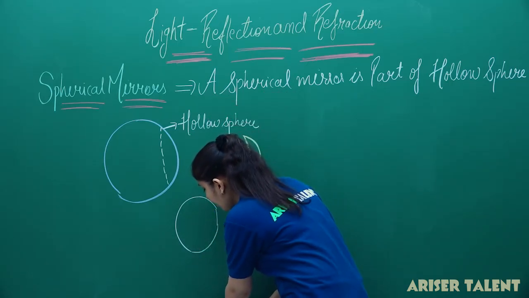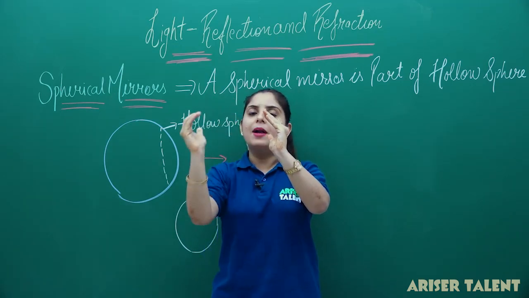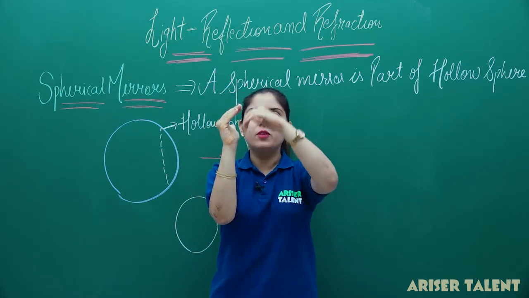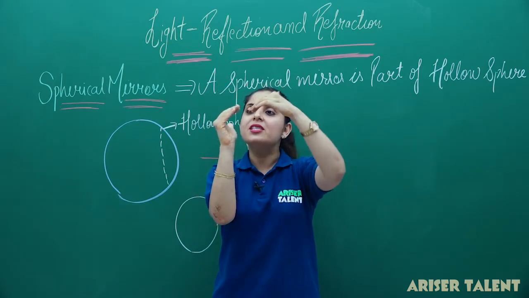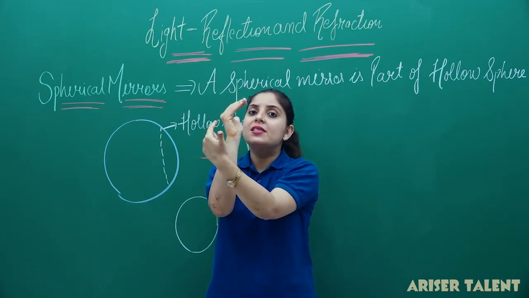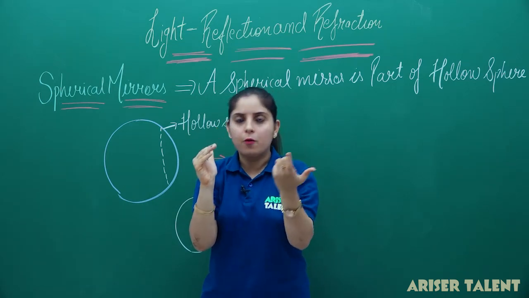Suppose this is our whole sphere and I cut this part from the mirror. If you get the mirror like this, this is the form of a cave. So if this part is like this and its outer surface is polished, you can say that this will be our concave mirror, just like the word cave.